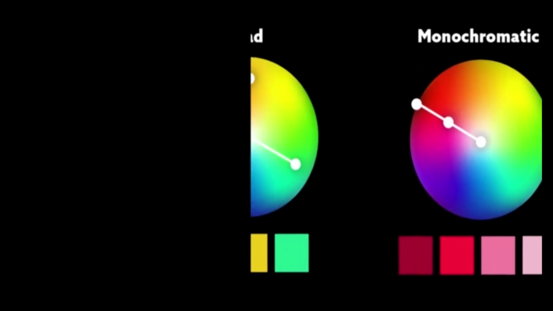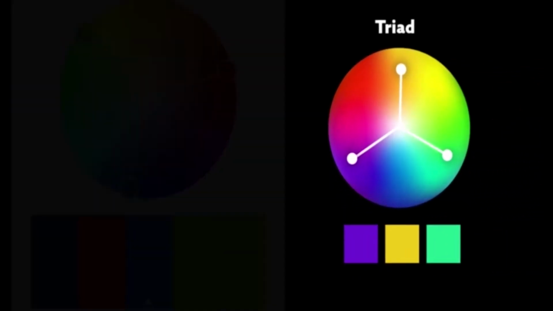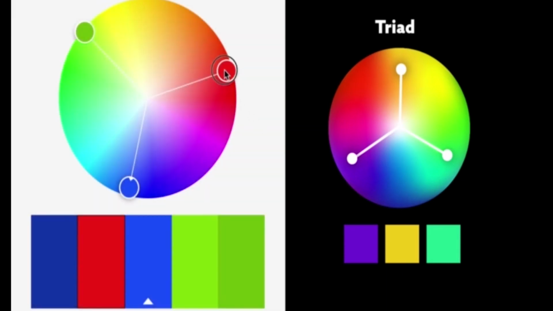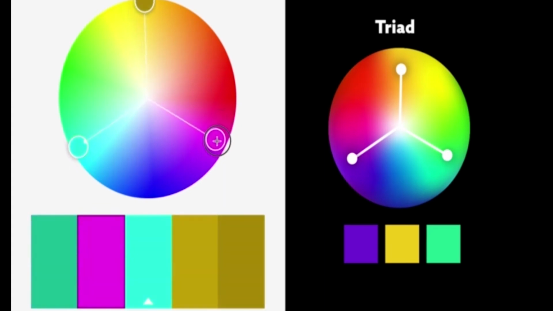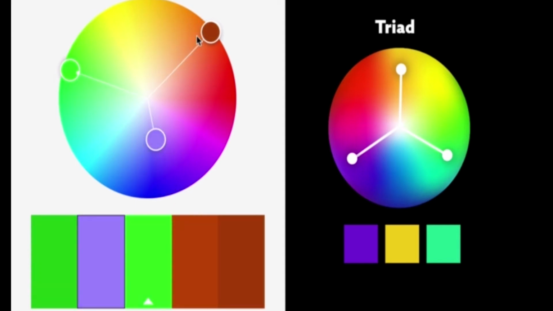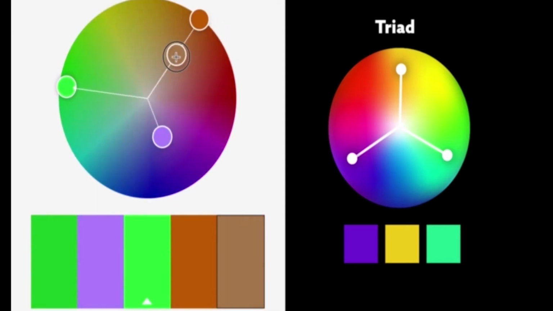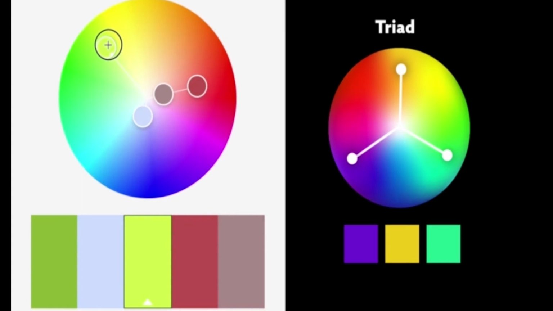Next up is the triad harmony. This harmony contains three colors that are evenly spaced around the color wheel. This is the most vibrant, strong color harmony of the bunch, and it can be tough to use all three colors to complete with each other. I find these vibrant color options more useful for designs that need a more youthful, energetic option, like a children's event.